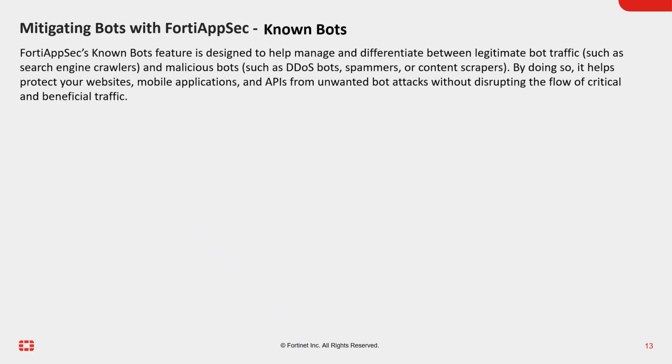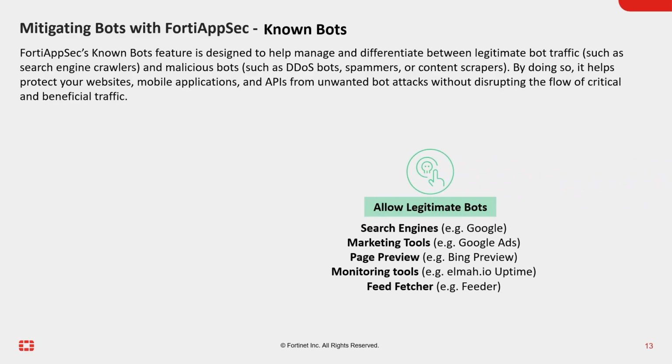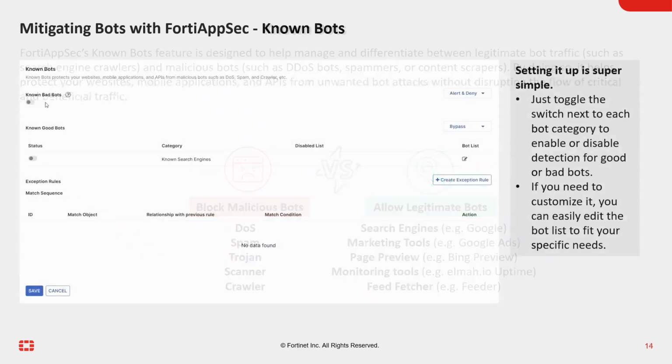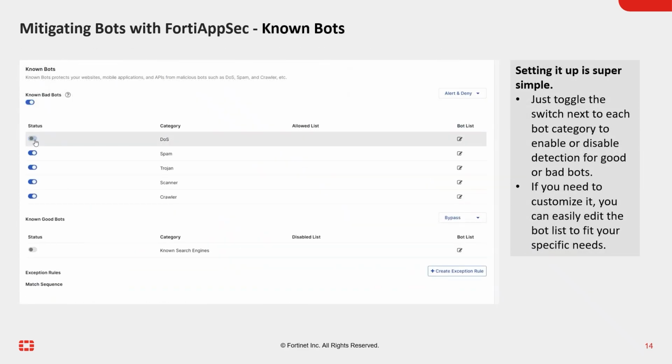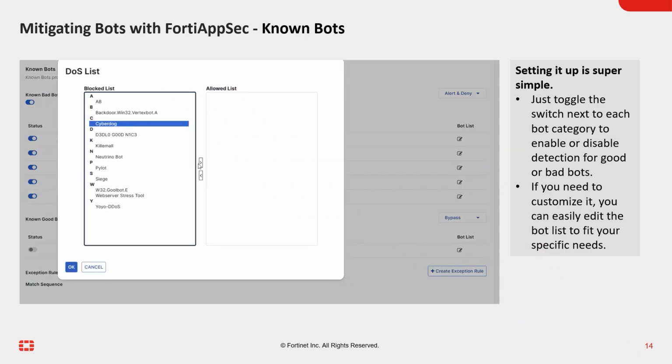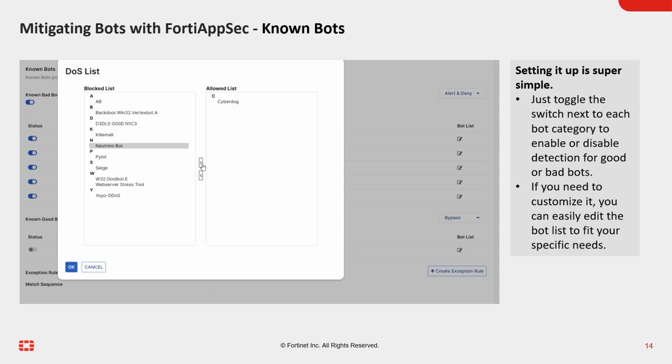FortiAppSec's Known Bots feature is designed to help manage and differentiate between legitimate bot traffic, such as search engine crawlers, and malicious bots, such as DDoS bots, spammers, or content scrapers. By doing so, it helps protect your websites, mobile applications, and APIs from unwanted bot attacks without disrupting the flow of critical and beneficial traffic. Setting it up is super simple. Just toggle the switch next to each bot category to enable or disable detection for good or bad bots. If you need to customize it, you can easily edit the bot list to fit your specific needs.